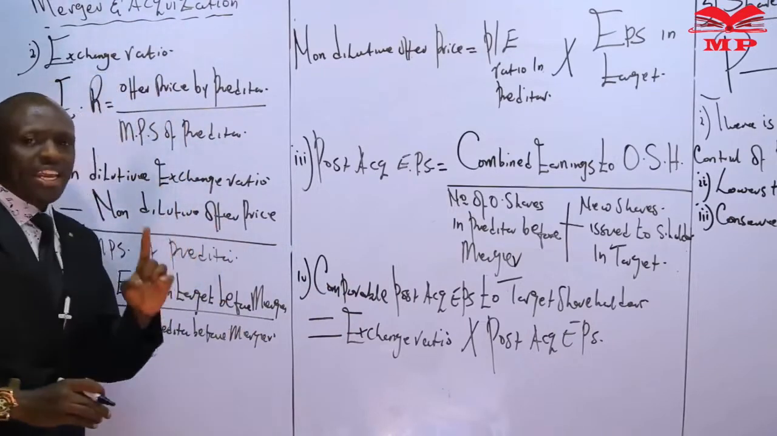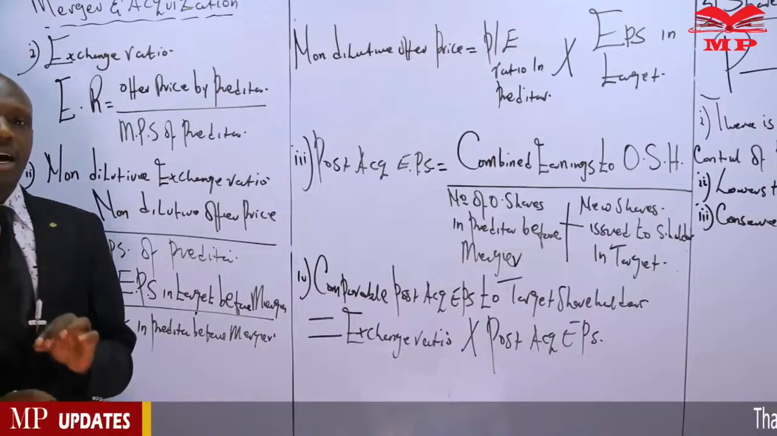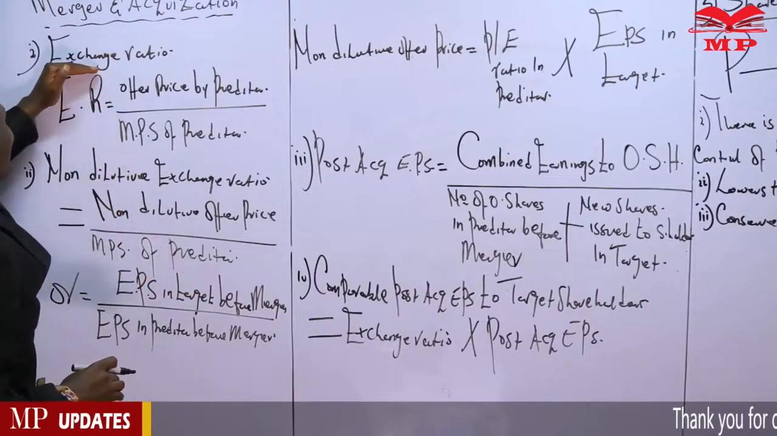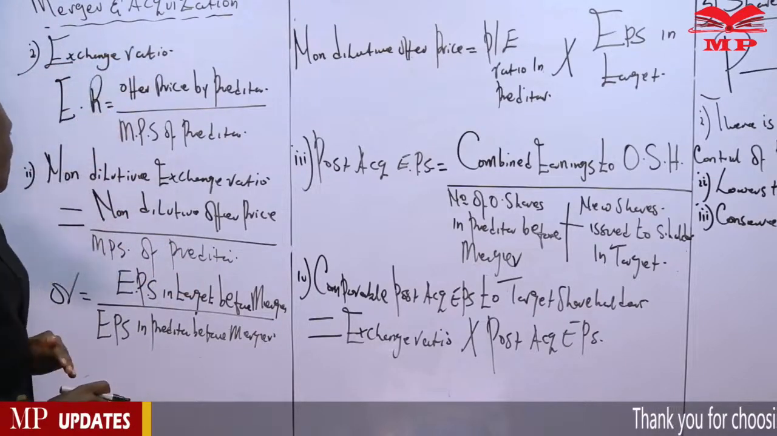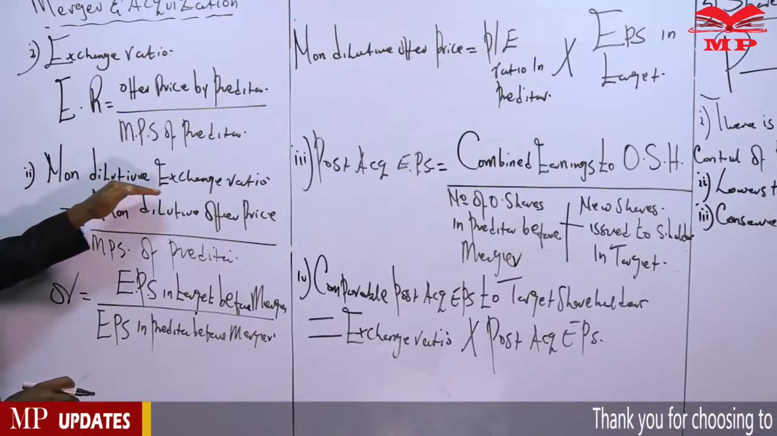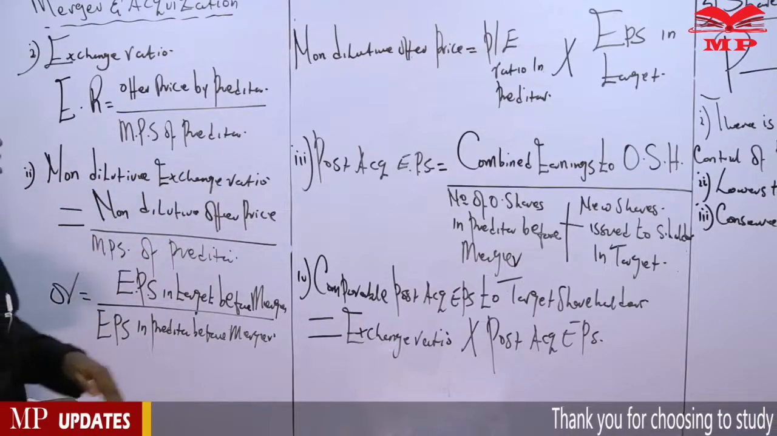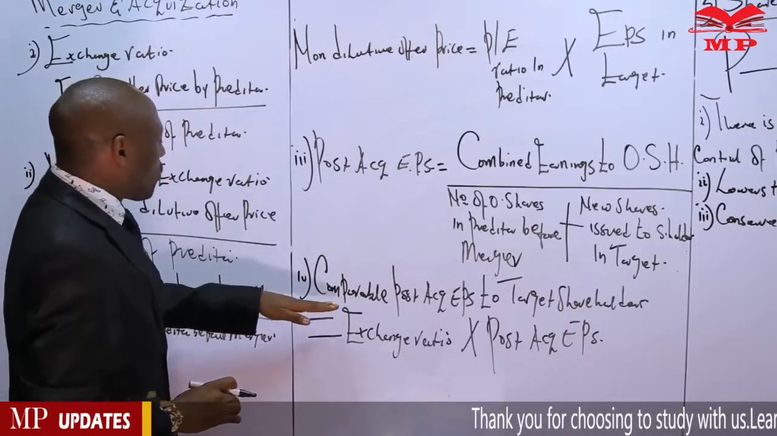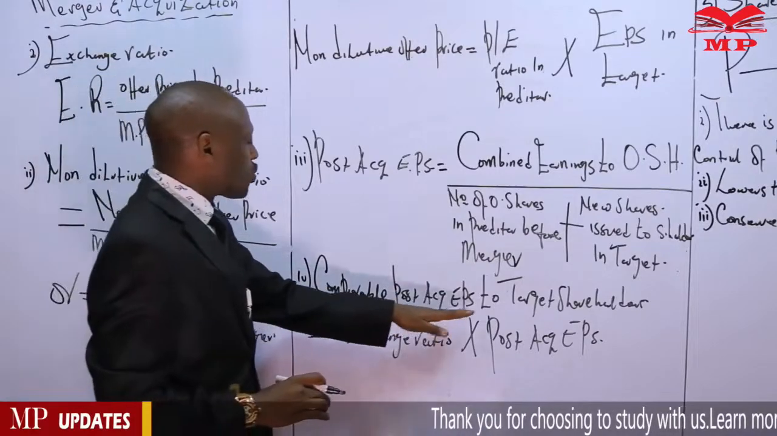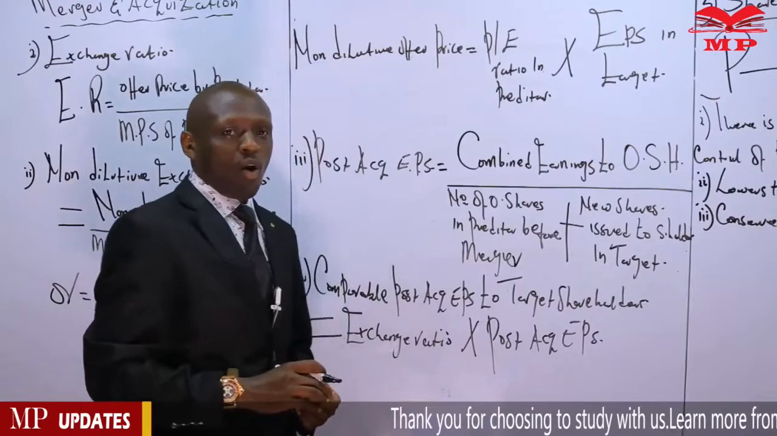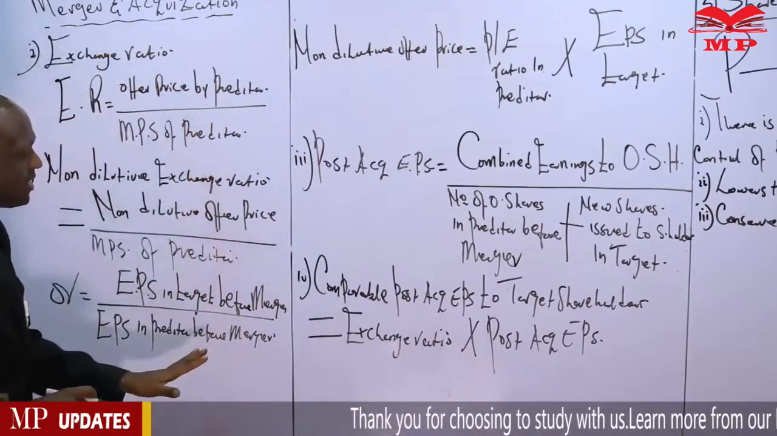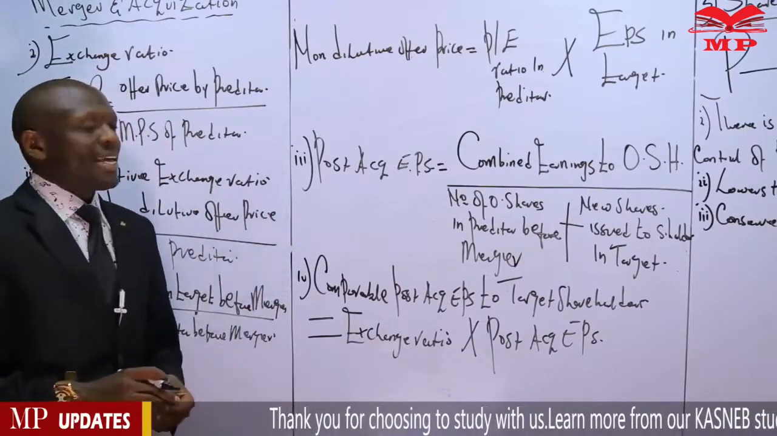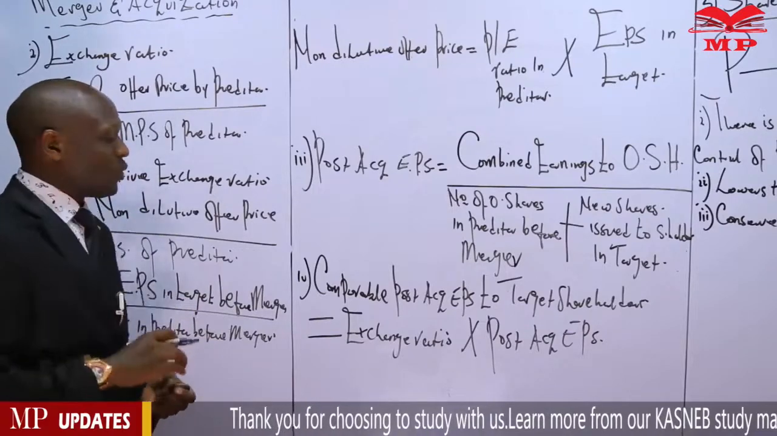So these are very important items to understand when it comes to merger and acquisition. Number one, what is exchange ratio? Number two, what is non-dilutive exchange ratio? Number three, what is post-acquisition earnings per share? Number four, how do we get the comparable post-acquisition EPS to target shareholders? Having understood this, comfortably you can answer a question on computation in relation to merger and acquisition.